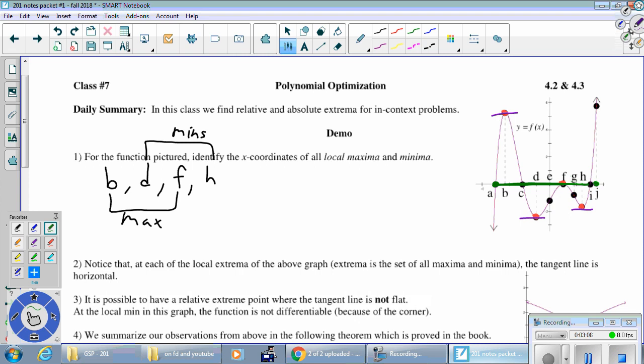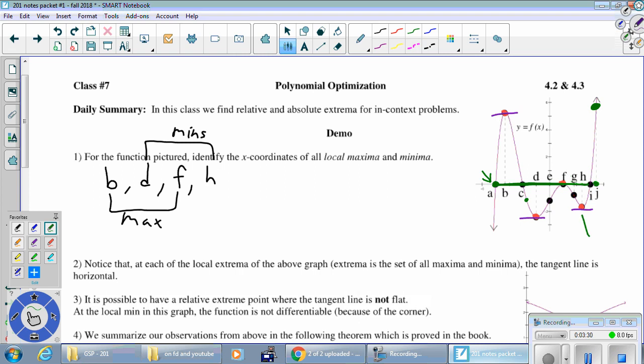Okay, so looking for the highest point on this interval, I actually think it happens at j. This point way up here is higher than any other point on this graph in this interval. And how about the absolute lowest point? Well, it's not at the point A. It's not there because, for example, here is a point that's lower than A.